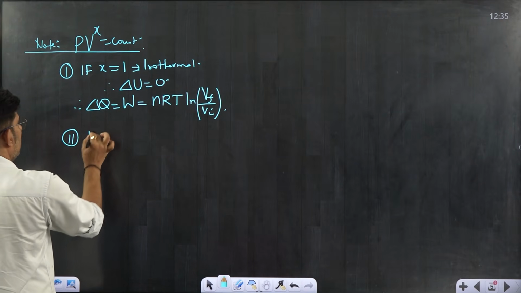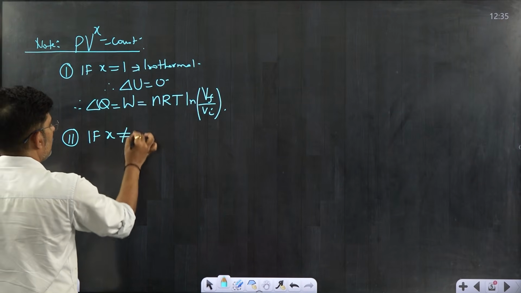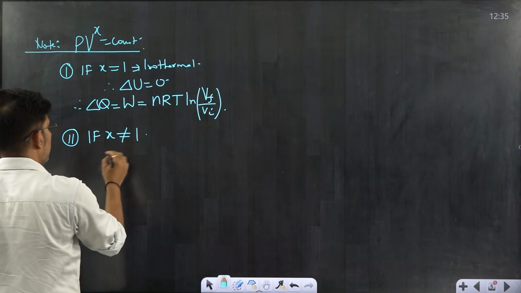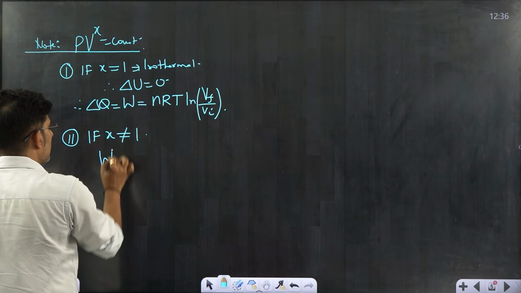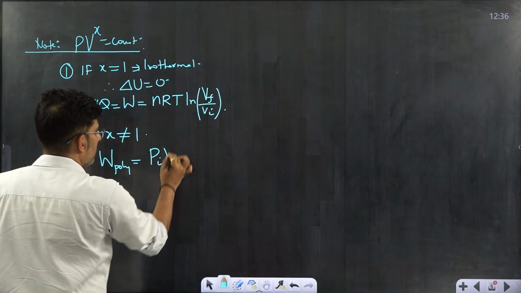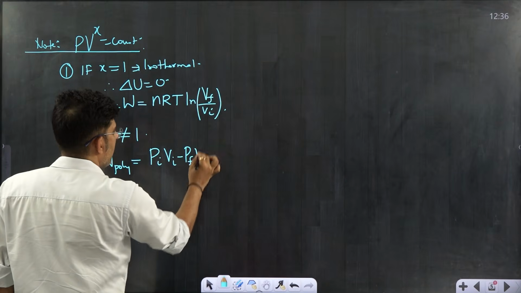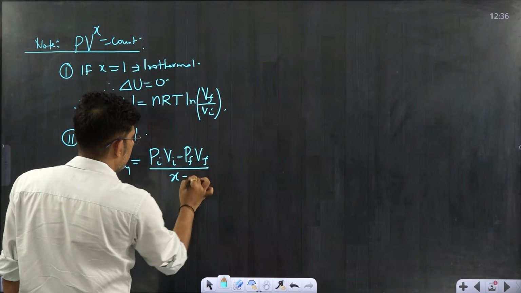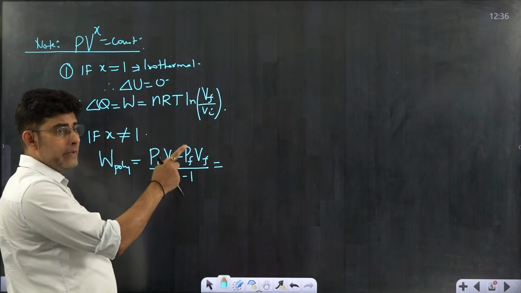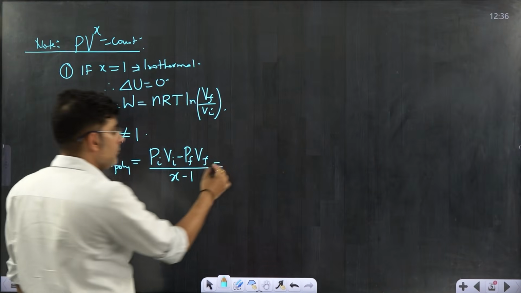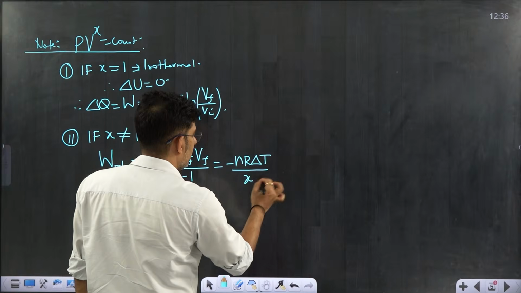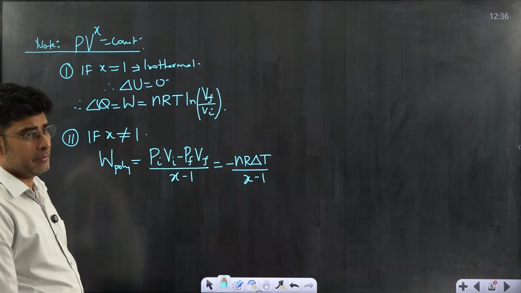Rest, if x is not equal to 1, that is a general polytropic process, then what happens? Work done, when you integrate and find for a general polytropic process, comes of the form (PiVi minus PfVf) by (x minus 1). But we know PV is equal to nRT, so PiVi minus PfVf will become minus nR delta T, so work done is minus nR delta T by (x minus 1).